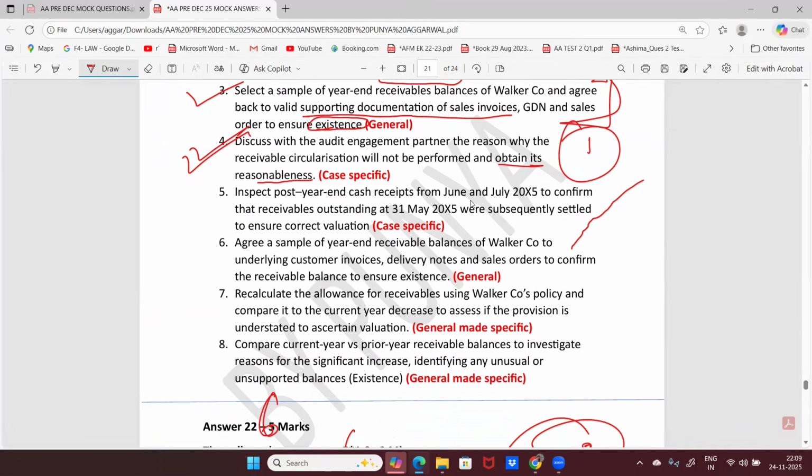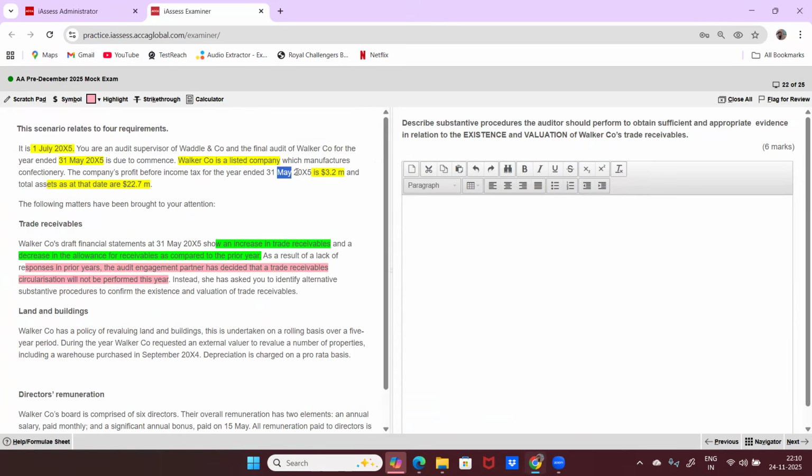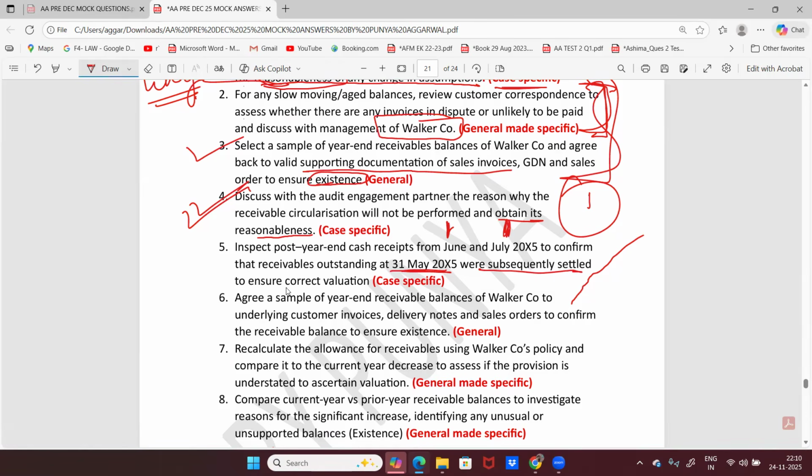Inspect post year end cash receipts from June and July 2025. Why? Because my year ended on 31st of May. I am sitting on 1st of July. So I will be evaluating the things from June and July for this year to confirm the receivable balance was subsequently settled to ensure valuation. So basically, my year end is 31st of May, so technically all the receivable balances should be settled by 31st of May. So I am going to see all the cash receipts that I've gotten in June and July because they can be for the May ones, right? To see if everything has been collected by me. I have received all the amounts.